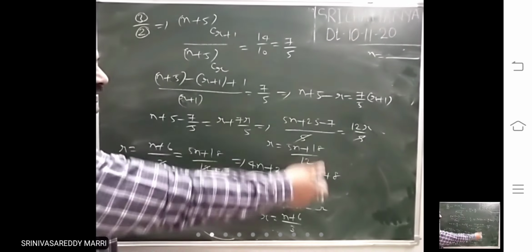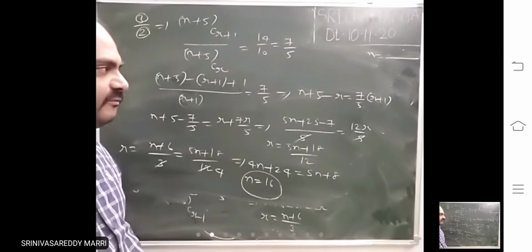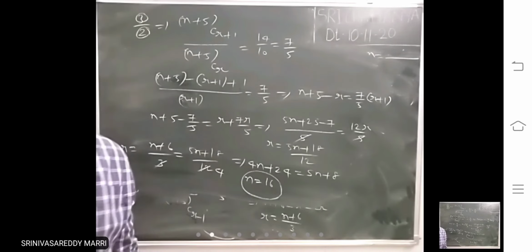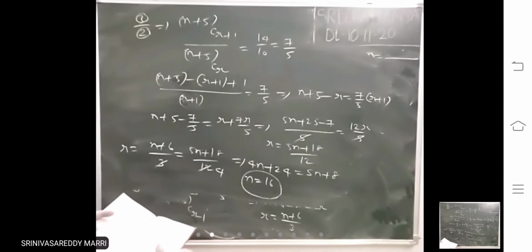Like that, just the coefficients formula. In (1 plus x) whole power n, (1 minus x) whole power n, remember the formula. That will become easy. Next, look at.